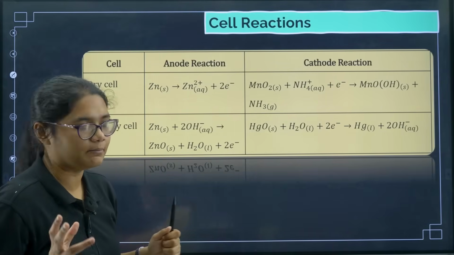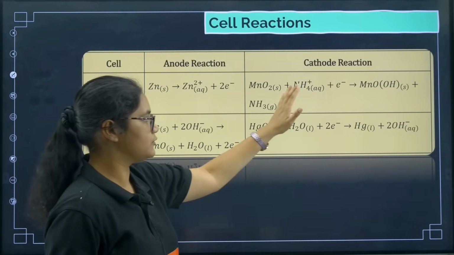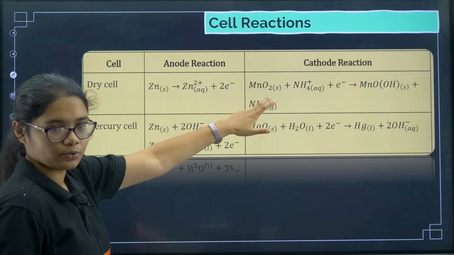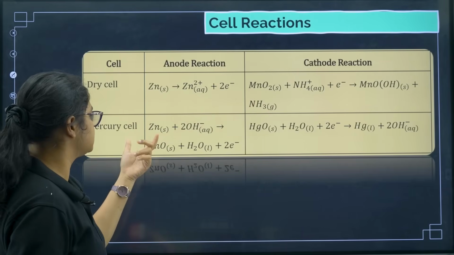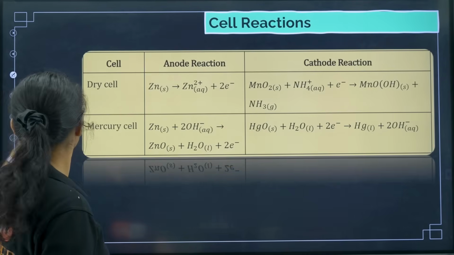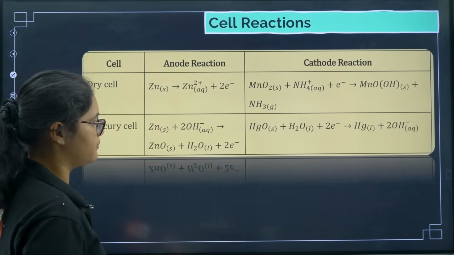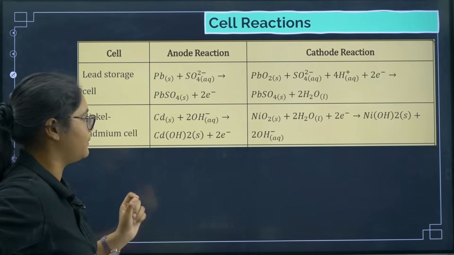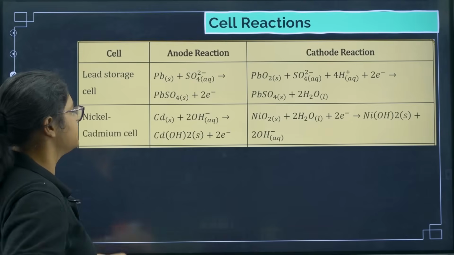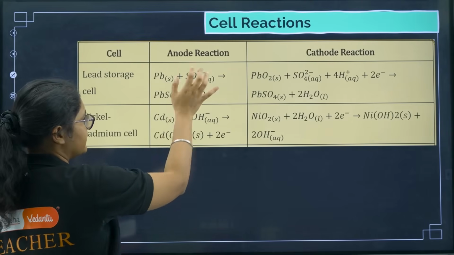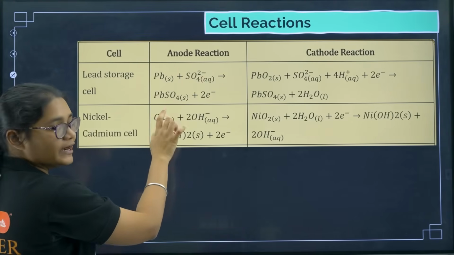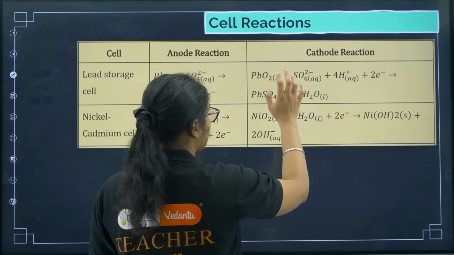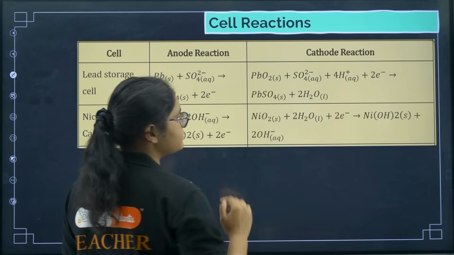Let us quickly see the first one. You have to just remember what the anode is and what the cathode is in each of them. Here anode is zinc, cathode is MnO2. In the mercury cell, anode is zinc and cathode is mercury. So reactions you don't have to remember. Next, for the lead storage cell, you should remember the reactions. In the anode reaction, lead gets oxidized to lead sulfate, Pb to Pb plus 2. And in the cathode part, PbO2 gets reduced to PbSO4.